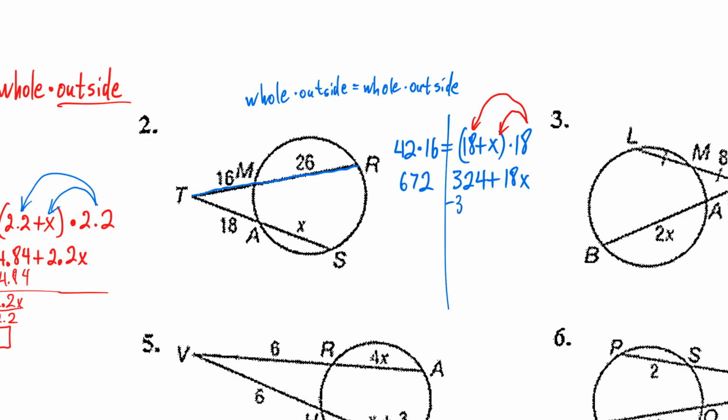So subtract 324. I need a bigger paper. 672 minus 324 is 348. Divided by 18.